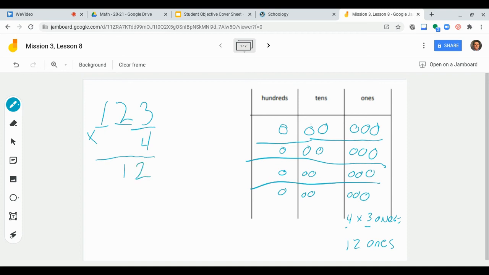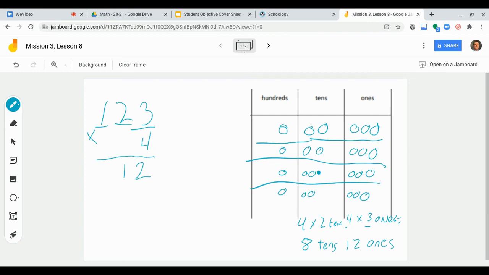Now, what I do with my tens, I had started off with 2 tens, and I multiplied it times 4. So I had 4 times 2 tens. And what was 4 times 2? 4 times 2 is 8 tens. 8 tens. And again, I can check here. 1, 2, 3, 4, 5, 6, 7, 8. 8 tens.